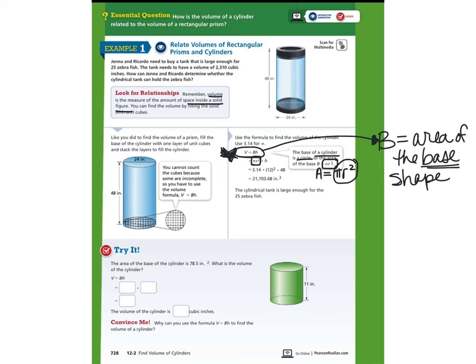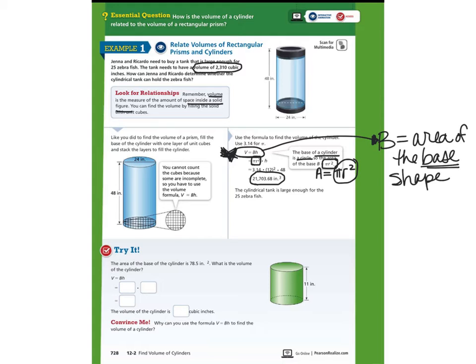In this case, the tank is large enough for the 25 zebrafish because you can see here the volume of the tank and compare that to what the volume of the tank needs to be for those 25 fish. So you have plenty of space for them.